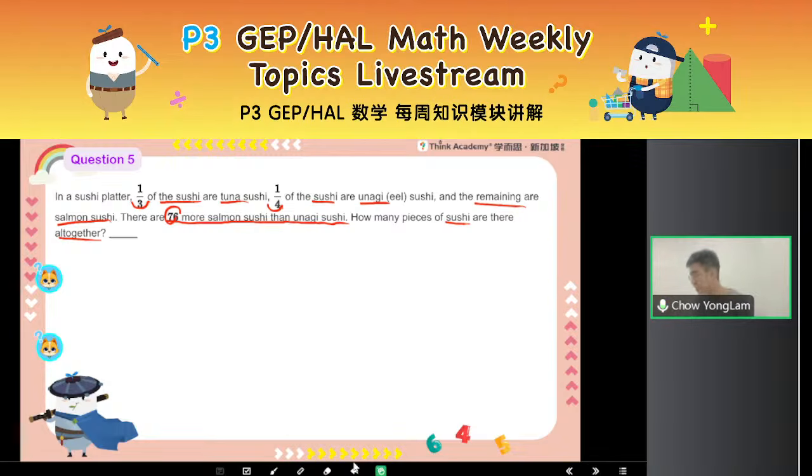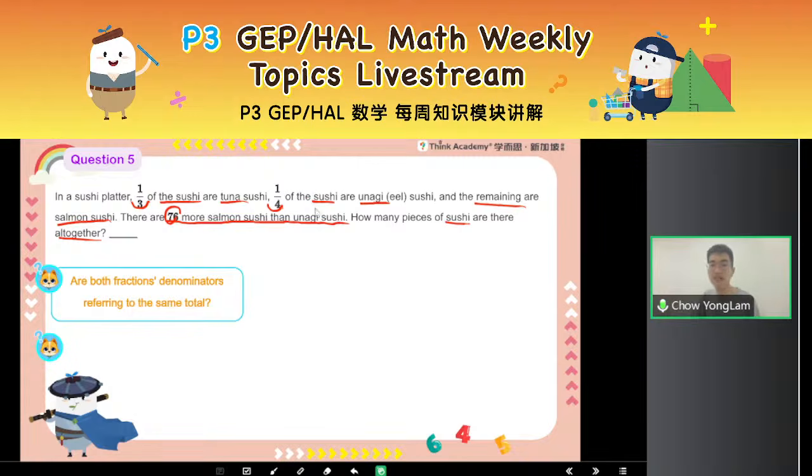How many fractions do you see this time? You see 2 fractions. So when you see 2 fractions, don't panic. Don't draw the bar model right away. Ask yourself first, are the 2 fractions taken from the same total? When I say 1 over 3, when I say 1 over 4, are these 2 fractions taken from the same total? 1 over 3 of the sushi, 1/4 of the sushi, yes, they are taken from the same total. Right, so since they are taken from the same total, what do you do? You draw them together, right?